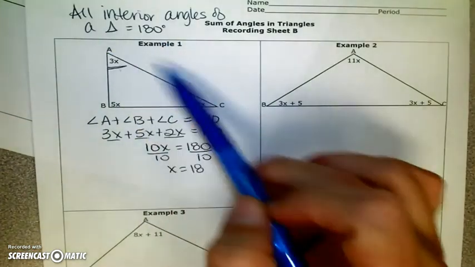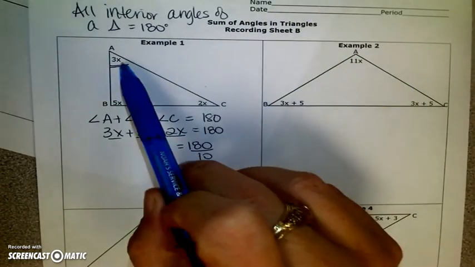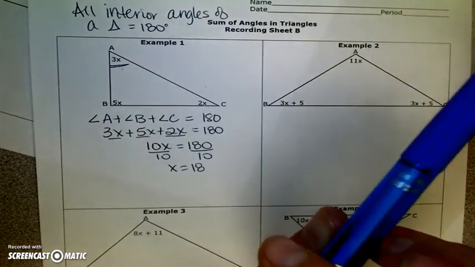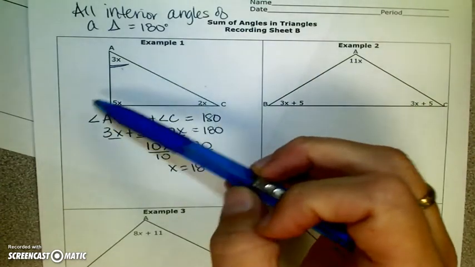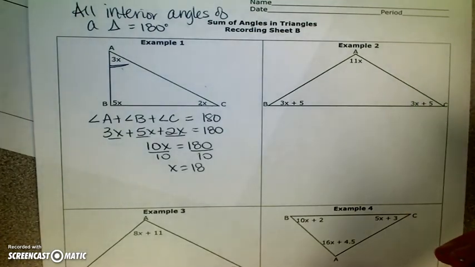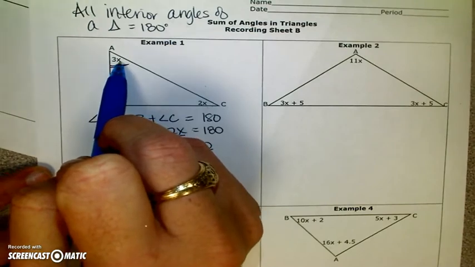Now, does that answer our question? Is each angle going to be 18 degrees, or is there another step we have to do? Well, if you did 18 plus 18 plus 18, you're going to get 54. And 54 is not equal to 180. So there is another step we need to do. And to do that, you are going to multiply your constant by your x.